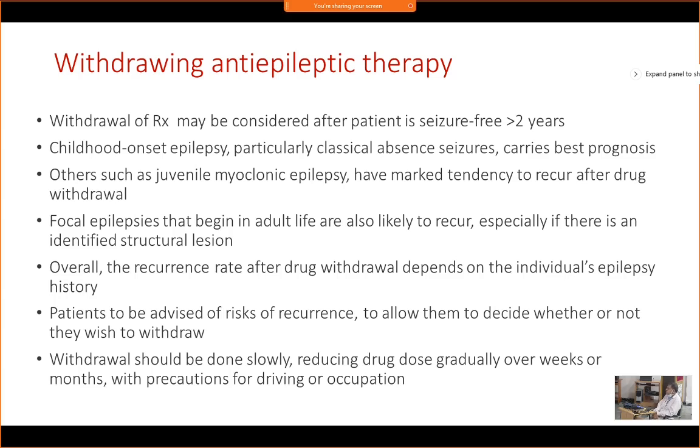Patients should be advised about the risk of recurrence, because you cannot give a guarantee that after the drug has been withdrawn, after 6 months or 1 year, the episode of epilepsy has not started once again. So they have to take a joint decision with you. And the withdrawal should be done slowly, tapering or reducing the dose gradually over weeks and months, and with precautions for the occupation as well as the driving.